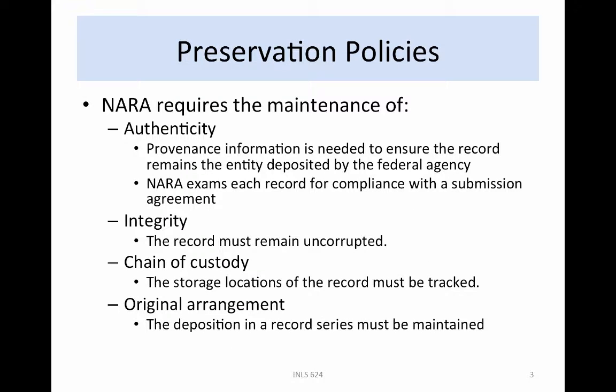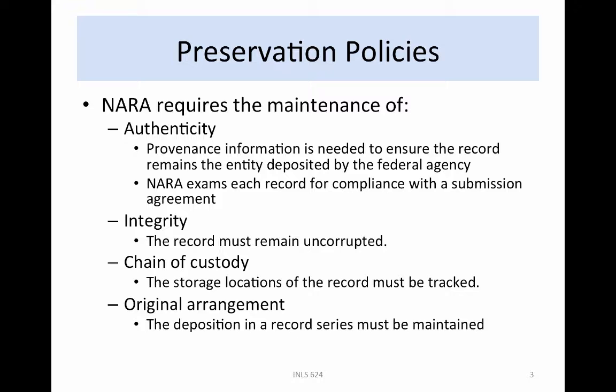The basic preservation properties that are maintained for a collection at NARA are authenticity, integrity, chain of custody, and original arrangement. Authenticity is demonstrated by proving that the record is what it is claimed to be and has not been altered. The provenance or source of the record is maintained to track which federal agency deposited the record under which record series. NARA examines every submitted record for compliance with the submission agreement.